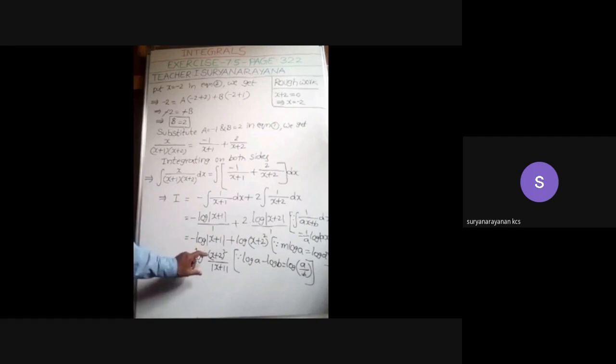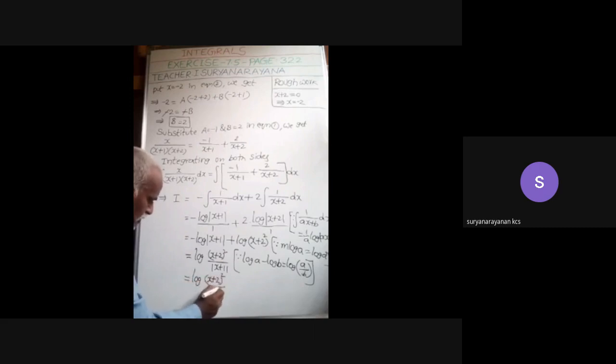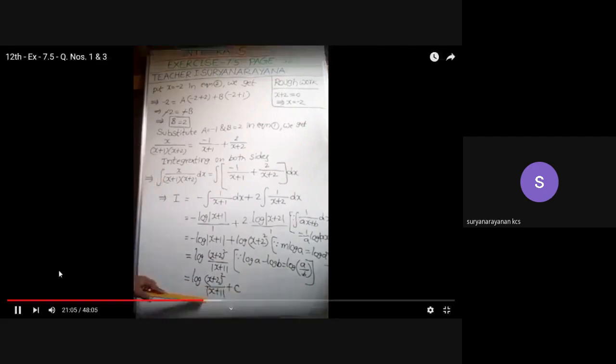This is the last step. In this last step, what should we do? We have to add constant of integration. Okay, my children. So log of mod x plus 2 whole square by mod x plus 1 plus c. Understood this last step, my children? Right. Okay, my children? Understood? Right. Come to the question number 3.